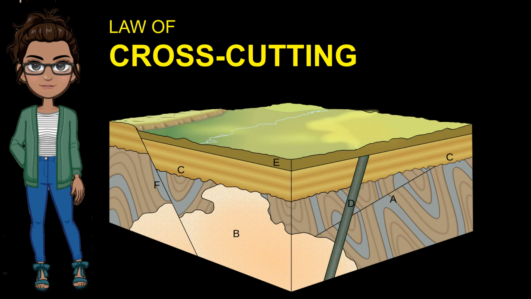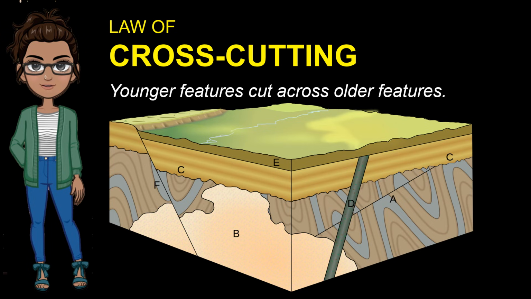Cross-cutting relationships also help us to understand the timing of events. Younger features cut across older features. The intrusion or cross-cutting feature is the youngest present since the layers had to be present before it could cross-cut them.